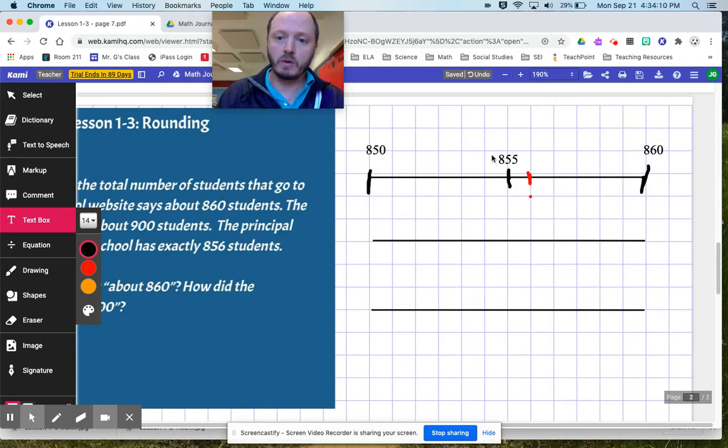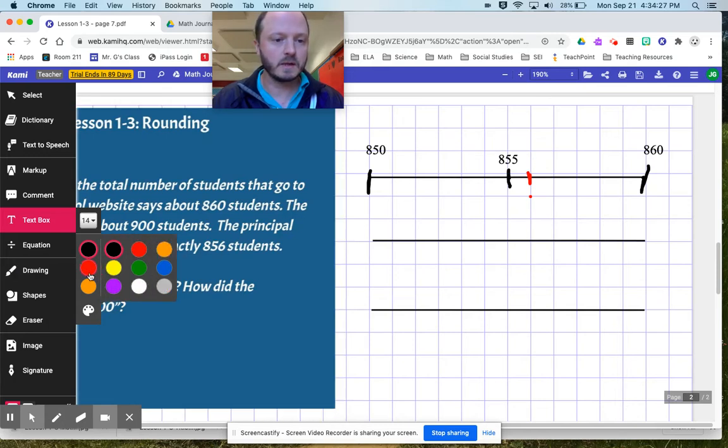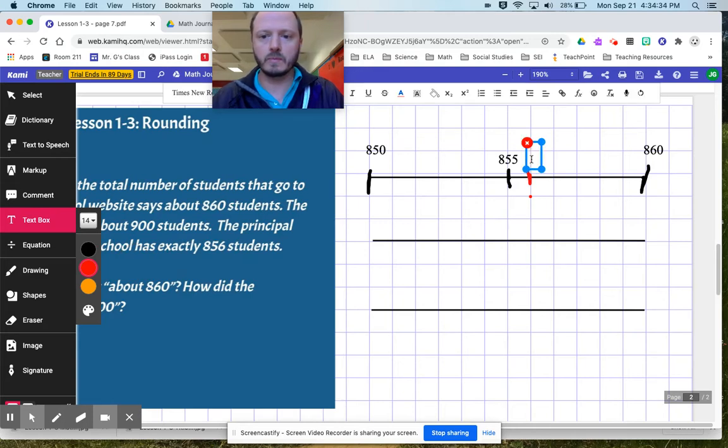Does it fall past the halfway point, closer to the larger number, or does it fall before the halfway point and goes closer to the smaller number? Well, in this circumstance, 856, and I'm going to choose red this time, falls right there. Okay.